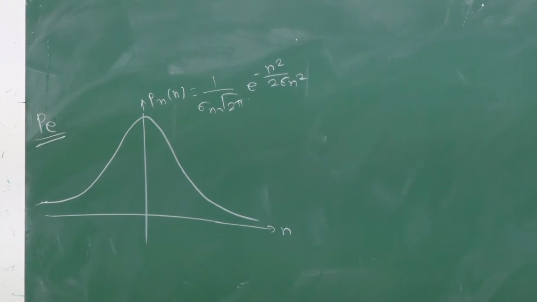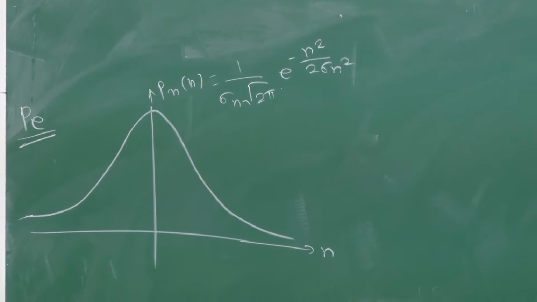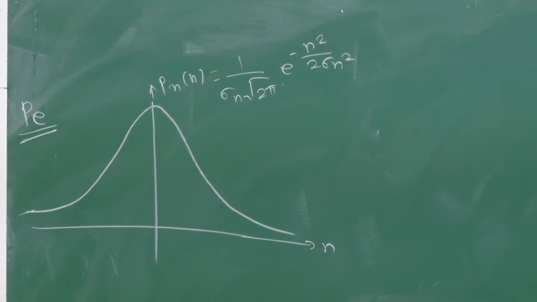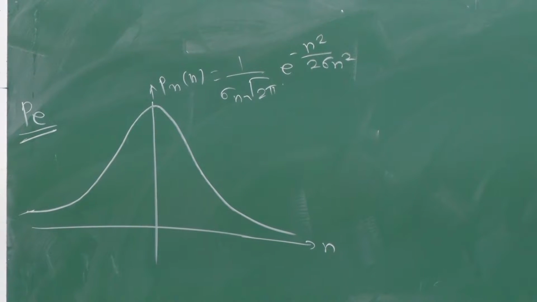Yes, please give the attention. This is a very important part. Here, this is the probability density function for your noise with 0 mean, which can be given as 1 by sigma n root 2 pi into e raised to minus n square divided by 2 sigma n.